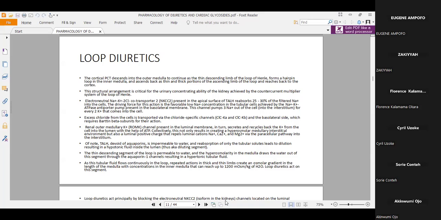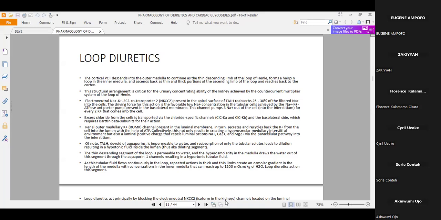The thick ascending loop of Henle is devoid of aquaporin channels, and therefore it's impermeable to water, and reabsorption of only the tubular solutes leads to dilution, resulting in hypotonic fluid within the lumen. And because of this, it's also known as the diluting segment of the nephron.